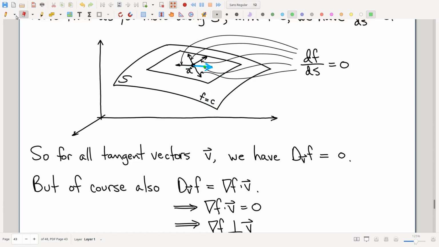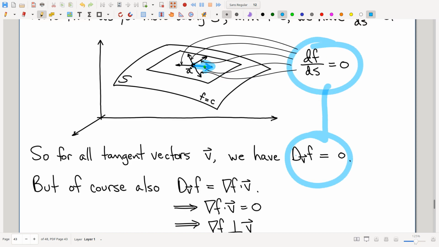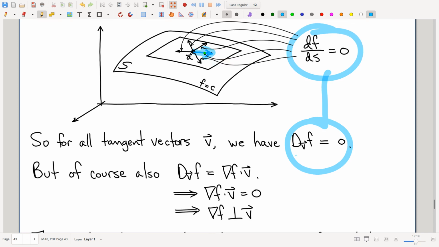So yeah, as I move in that direction, my directional derivative is 0. Keep in mind, directional derivatives are computed with a dot product with the gradient. That means that this dot product is 0. Right. Dot product is 0. This means something geometric. When a dot product is 0, that means the vectors are orthogonal.